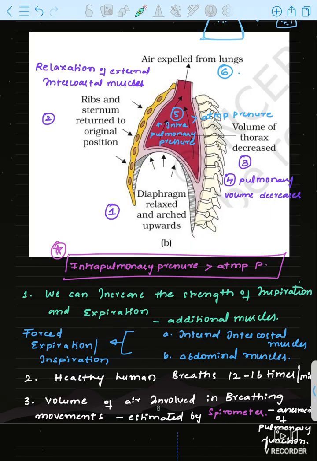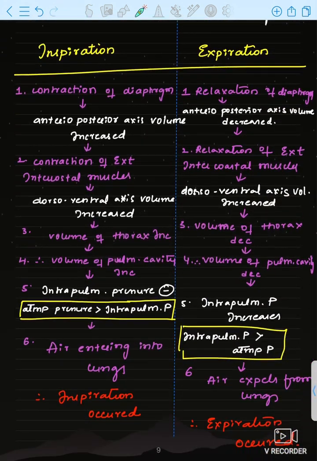Okay, you have to remember, a healthy human breathes 12 to 16 times per minute. This is important. Okay, 12 to 16 times. Now what is the volume of air involved in breathing? All that volume we can estimate by spirometer. Remember this. Through spirometer we can estimate how much volume of air is involved, just to know whether the pulmonary function is normal or not. Okay, so this is all about inspiration and expiration.